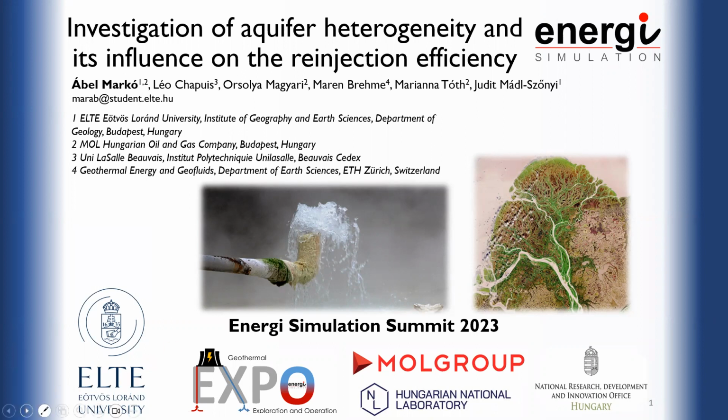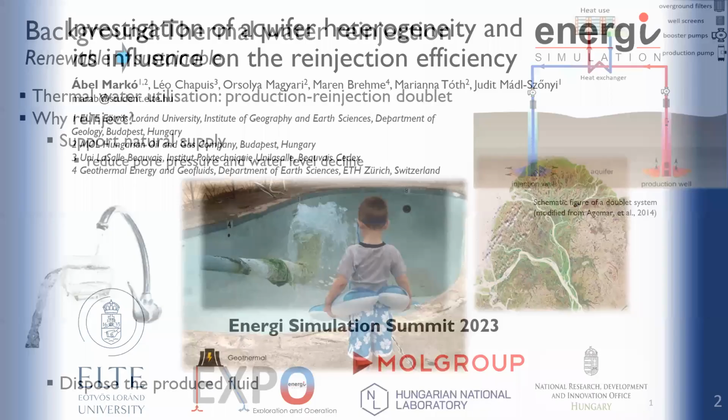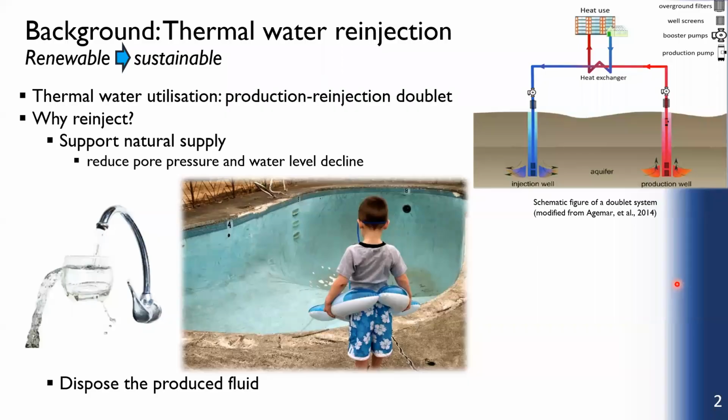So why is it important to deal with reinjection? Because this makes thermowater utilization not only renewable but sustainable. If you produce water and the produced water exceeds the natural supply, you will cause a pressure drop and the water level decline, and you simply empty your pool. This can be mitigated by reinjection. So after you used the energy content of the water, you inject back the cold water into the aquifer.